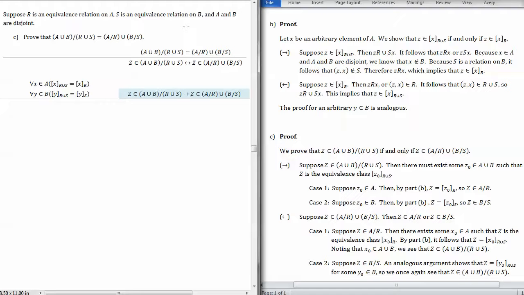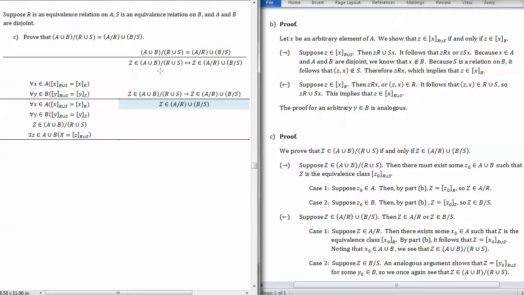Let's do the forward direction first. Over here I've just written down what we just proved in part B because we're going to need that. So we do a direct proof, bring over another given. The fact that Z is in this set of equivalence classes means that Z is an equivalence class with respect to this relation R union S. So that means we can find some element little z in that set such that capital Z equals this equivalence class. This would be a capital Z right there.